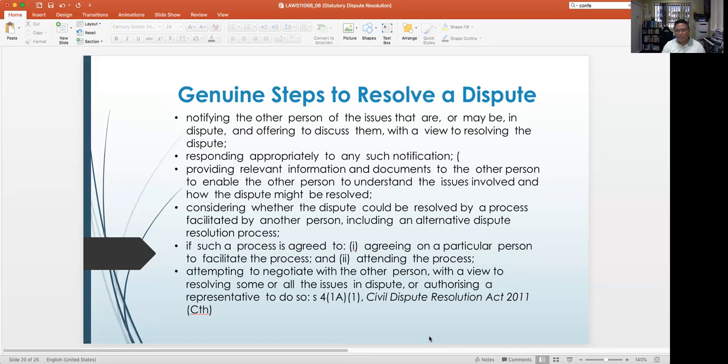Now, what are examples of genuine steps to resolve a dispute? Examples are notifying the other person of the issues that are or may be in dispute and offering to discuss them with a view to resolving the dispute, responding appropriately to any such notification, providing relevant information and documents to the other person to enable the other person to understand the issues involved and how the dispute might be resolved, considering whether the dispute could be resolved by a process facilitated by another person, including an alternative dispute resolution process. If such a process is agreed to, agreeing on a particular person to facilitate the process and attending the process, or attempting to negotiate with the other person with a view to resolving some or all the issues in dispute, or authorizing a representative to do so.